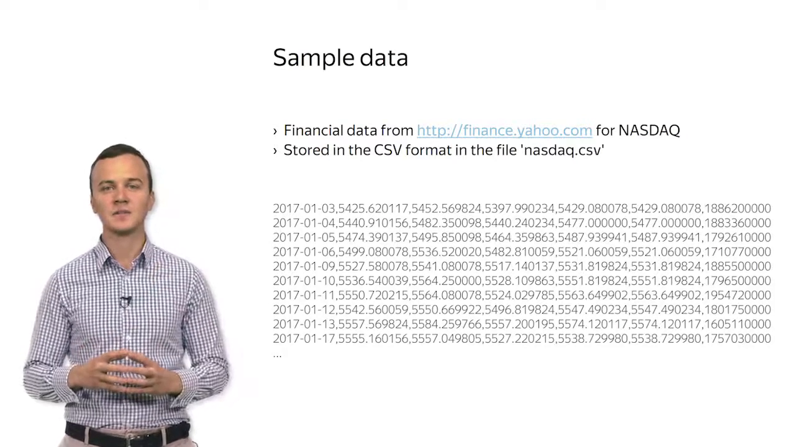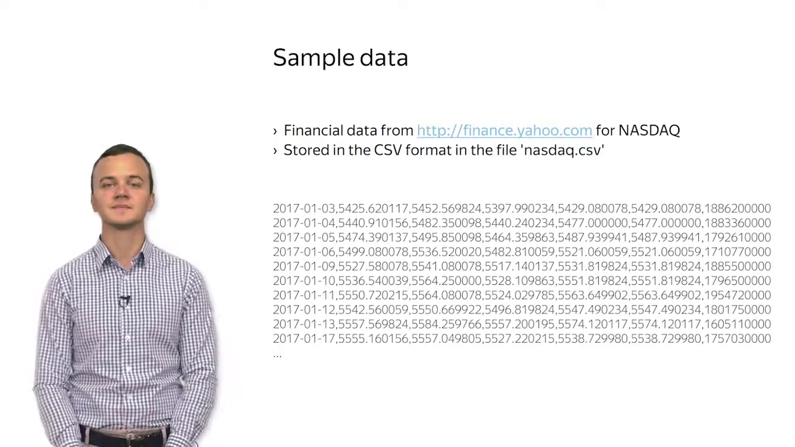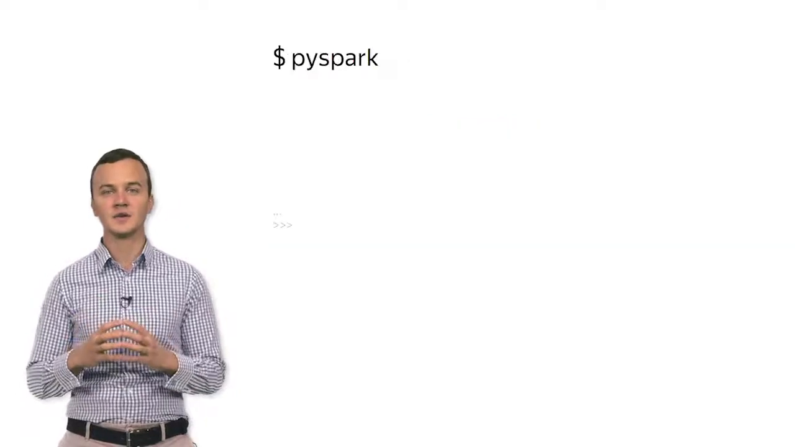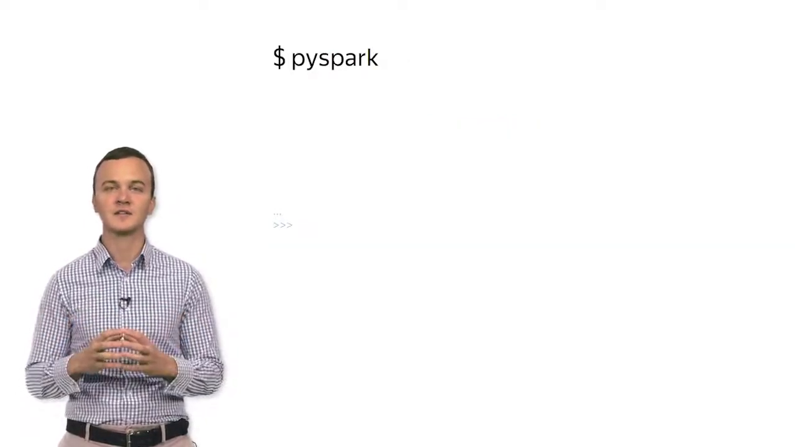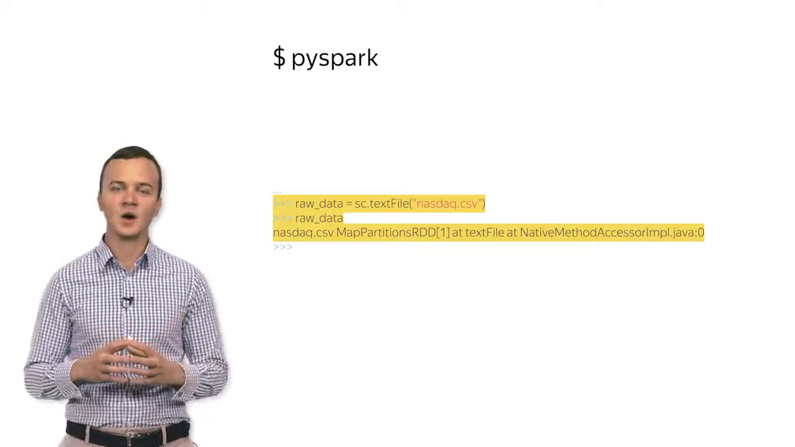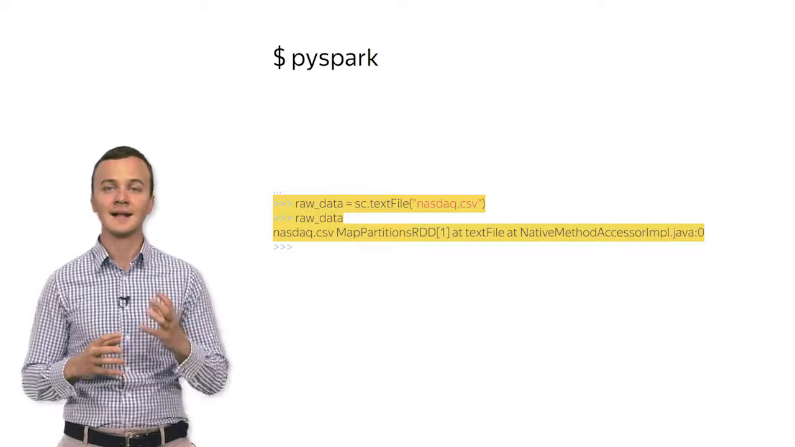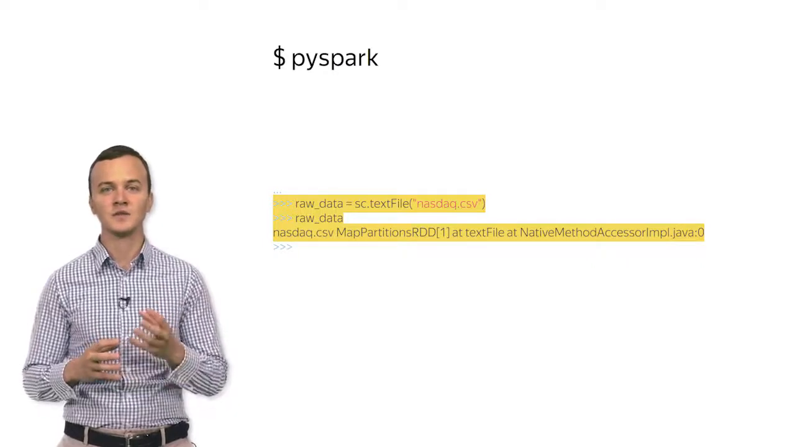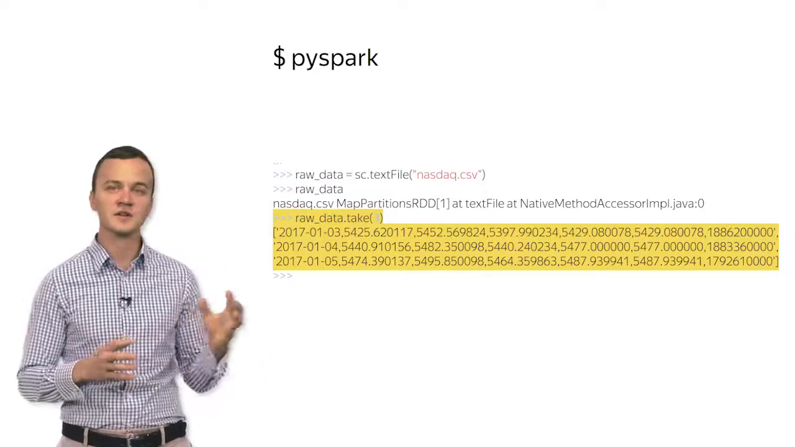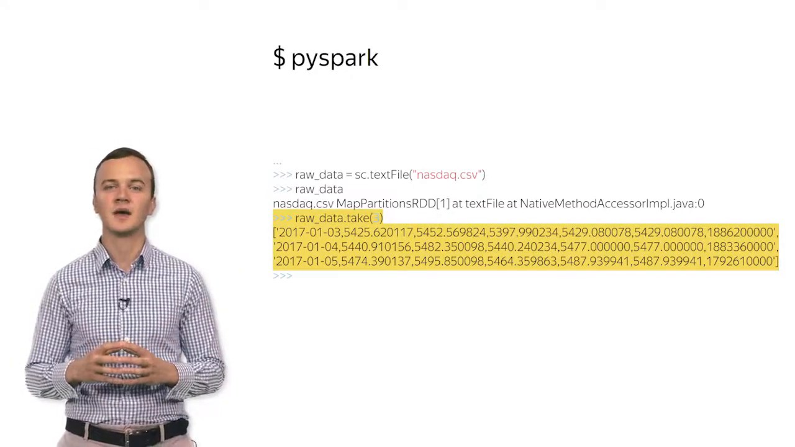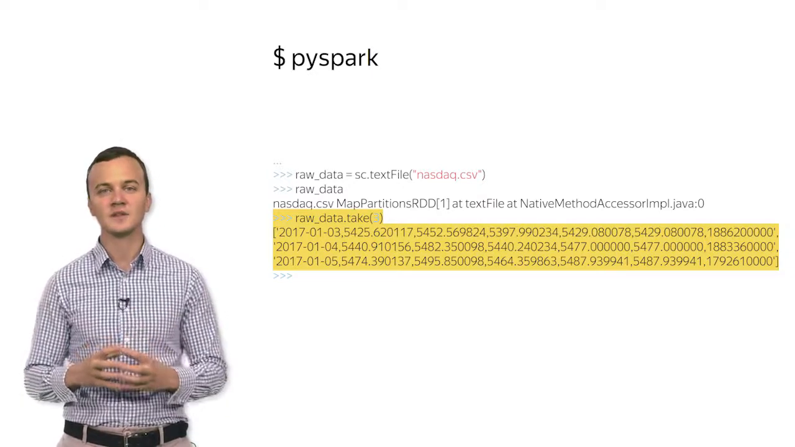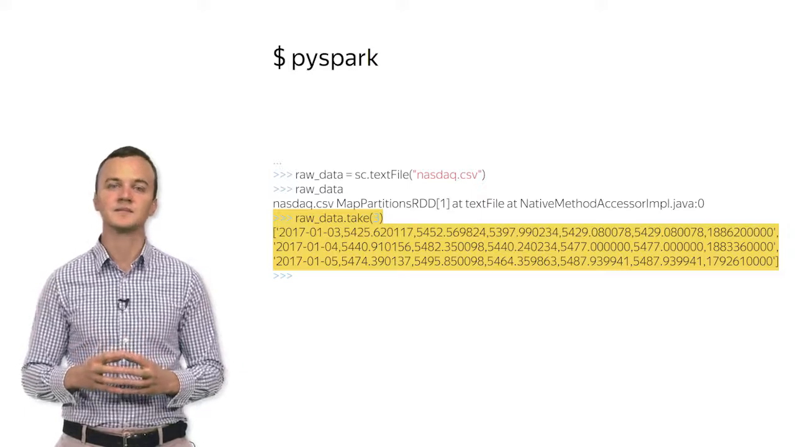I am going to use it as the example throughout this video. Let's run this PySpark shell and get started. First, I am going to create an RDD that wraps my text file. To do so, I invoke the text file method on the Spark context object. Let's see what the content of this new RDD is. I am using the take action to peek inside the RDD. As you can see, Spark has created the RDD where the items are the lines of the input file.